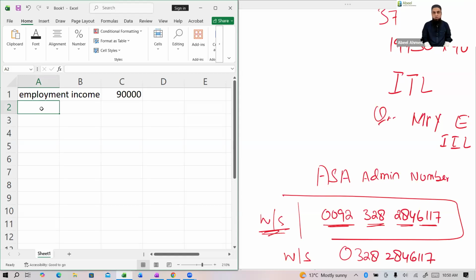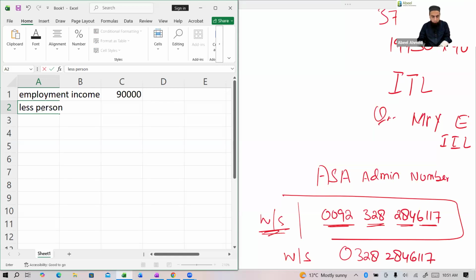In the previous class, we discussed one or two questions in which we discussed how to apply the income tax rate if someone is having non-saving income. Employment income is one of the examples of non-saving income. So the question is: employment income is 90,000, and you are required to calculate income tax liability. Obviously, on the entire 90,000, we are not supposed to pay income tax. We will deduct the personal allowance.